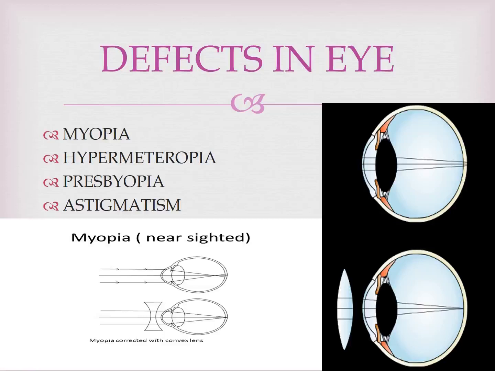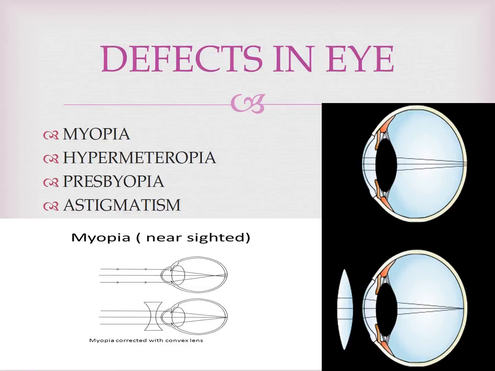Okay, in the first picture, see, there is a defect. The converging rays come differently, and they are not able to see the distant object. When placing the concave lens, now they are easy to see. So this is myopia.